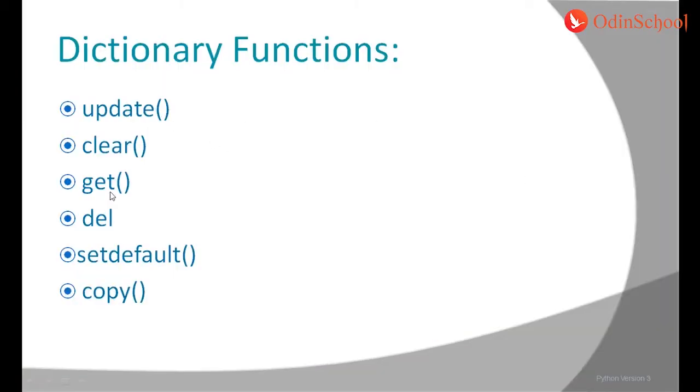Dictionary has the update, clear, get, del, setdefault, and copy functions. We can copy the dictionary, we can set a default value of a key, we can delete the dictionary, we can get the value of a key, and clear the dictionary and update it. The other functions of dictionaries, like .keys, .values and .items, we have already seen in our previous session. Let's see these functions with examples.